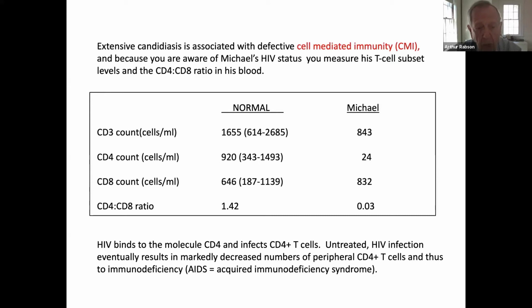So you know, or perhaps will hear, that HIV binds to the molecule called CD4, and that's how it gets into CD4 cells. And untreated HIV infection eventually results in markedly decreased numbers of CD4 positive cells, such as in this man, and then onto the real immunodeficiency that we call AIDS, which is acquired immunodeficiency syndrome. So Michael's really in trouble here with not taking his treatment. Next one, please.